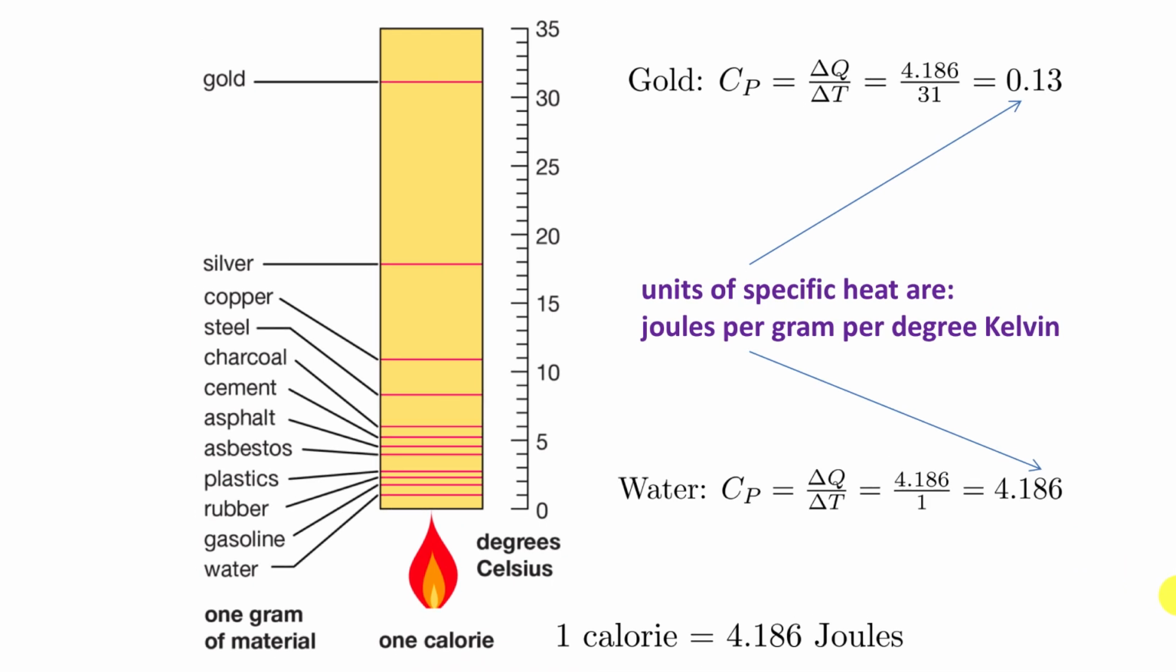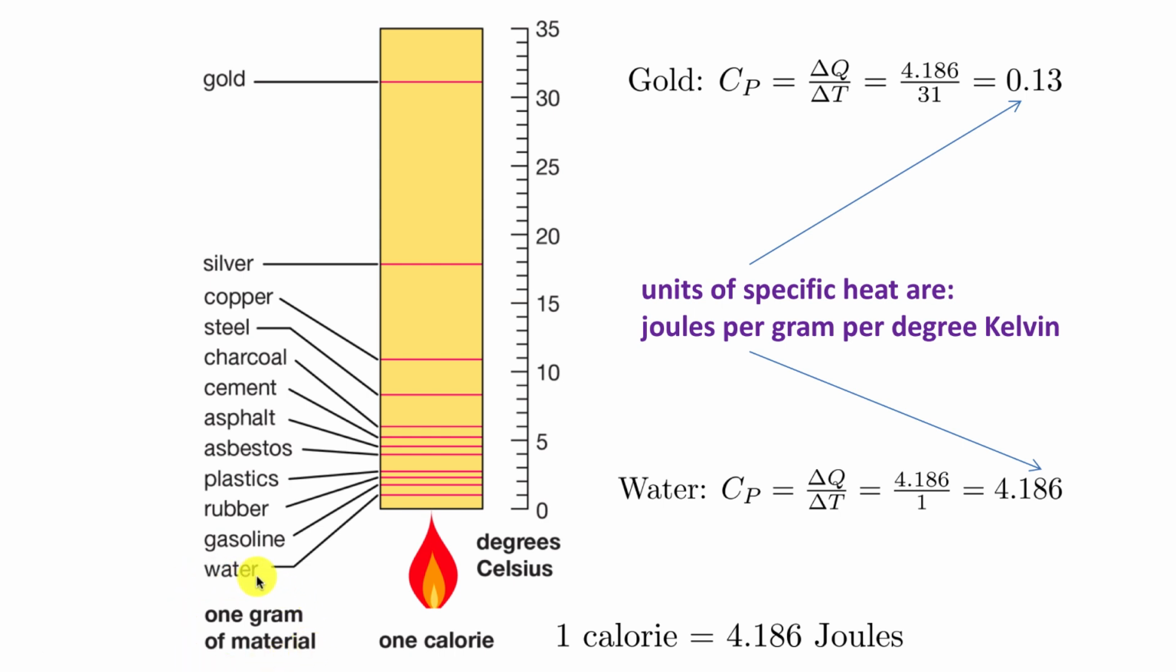Let's look at some specific heats now. Take various substances, everything from water to gasoline to plastics to steel, silver and gold, all of which have been measured. Let's say that we give 1 unit of heat, and that unit of heat is in calories. 1 calorie is 4.186 joules. Let's take 1 gram of each material.